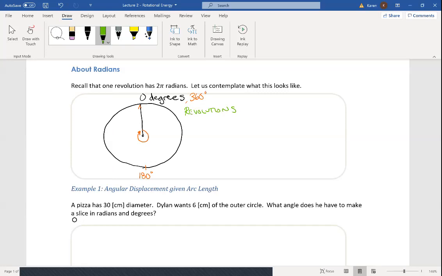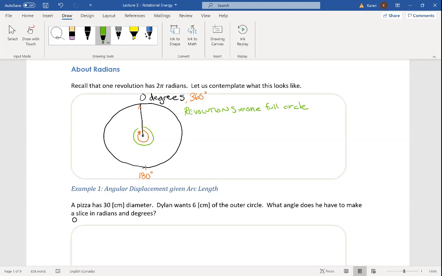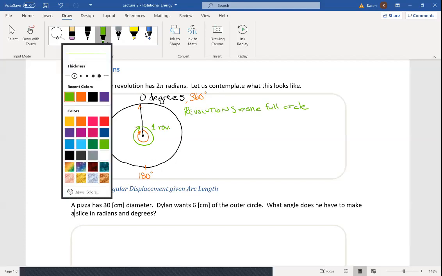it's pretty simple to remember that because it corresponds well with our English word of a revolution. Revolutions just means one full circle of angular displacement. So this is one revolution. And then 1.5 revolutions would go all the way around and then to the one at 180 degrees, etc. So that one's pretty straightforward.